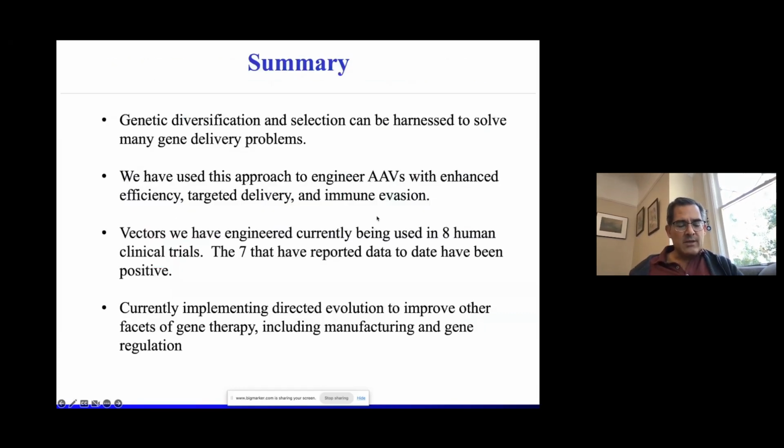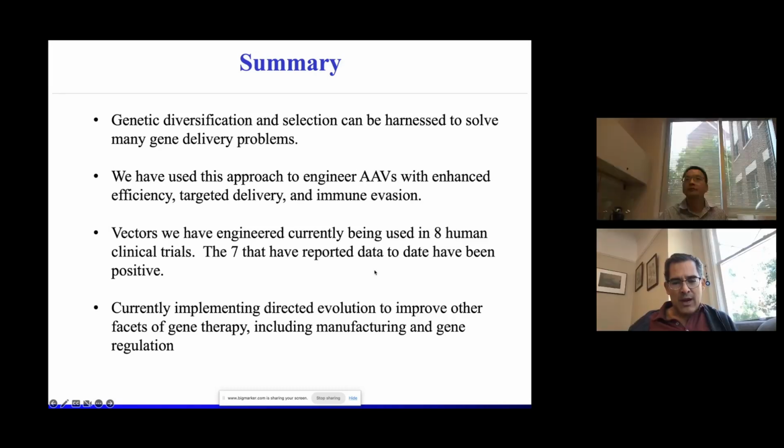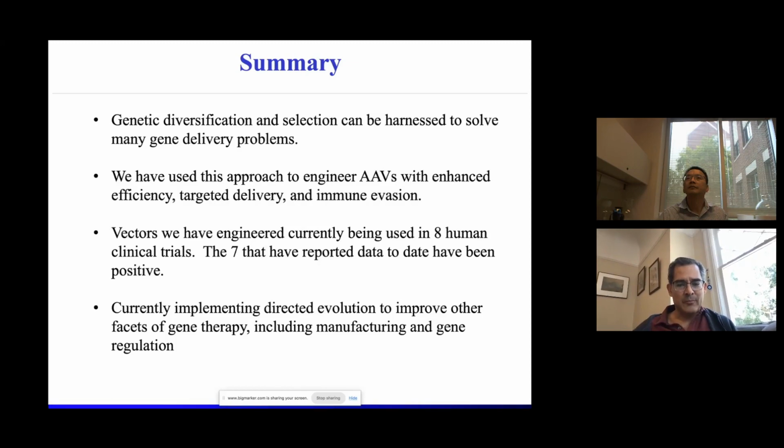So I'd like to summarize by saying that evolution works. Genetic diversification and selection can really be harnessed to solve complex problems in the gene delivery field. And we've utilized this approach over the past 25 years now to reprogram AAVs, to engineer AAVs with enhanced efficiency, targeted delivery, and the capacity to evade pre-existing immune responses. Vectors that we have engineered are currently being used in 8 human clinical trials, and the 7 that have reported data to date have all been positive. So we're currently implementing directed evolution to be able to address other challenges in gene therapy, including manufacturing, as well as regulation of gene expression.